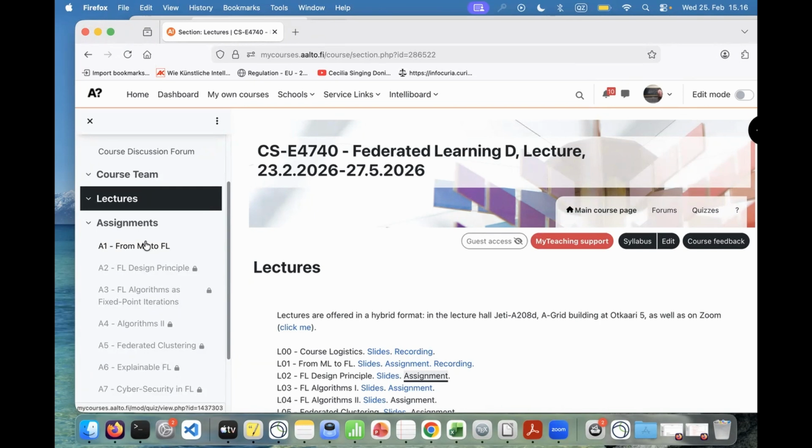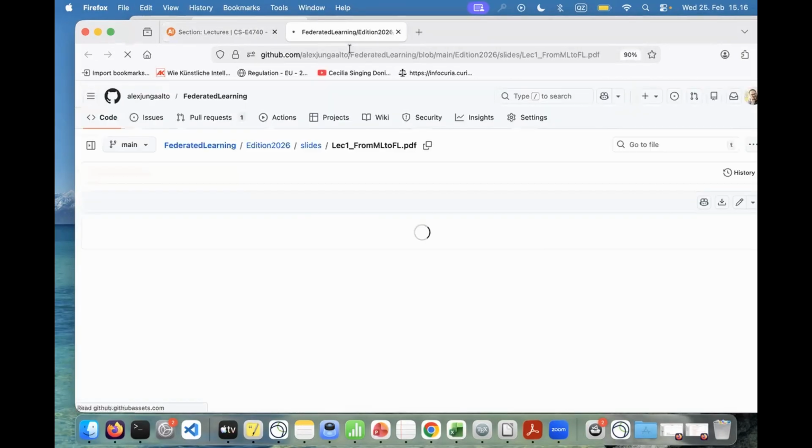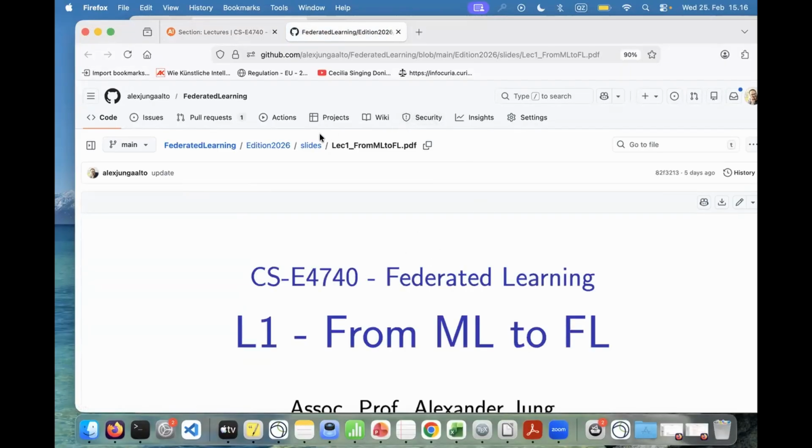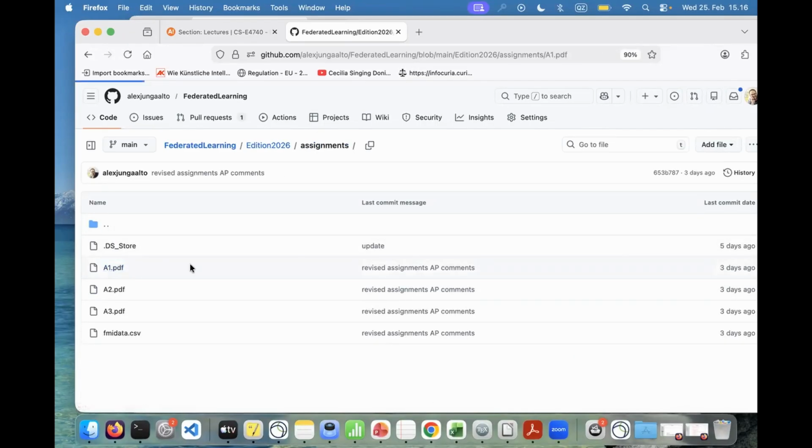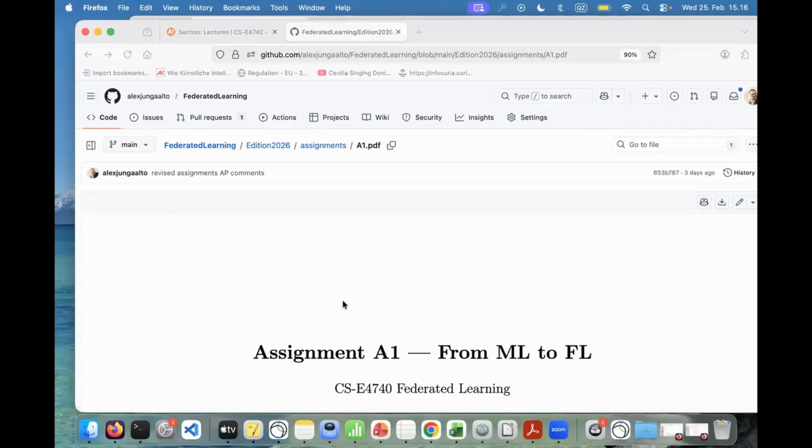So before you start to take the quiz, I highly recommend that you read the lecture notes or the slides, which you can find here on the My Courses page and also on our GitHub repository. So you can find the slides from lecture one, and you can also find there the specification for the coding part of the assignment.